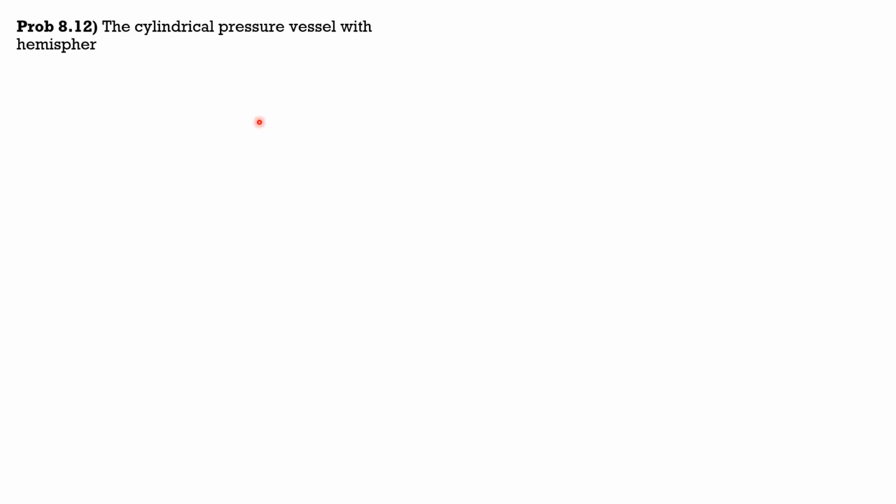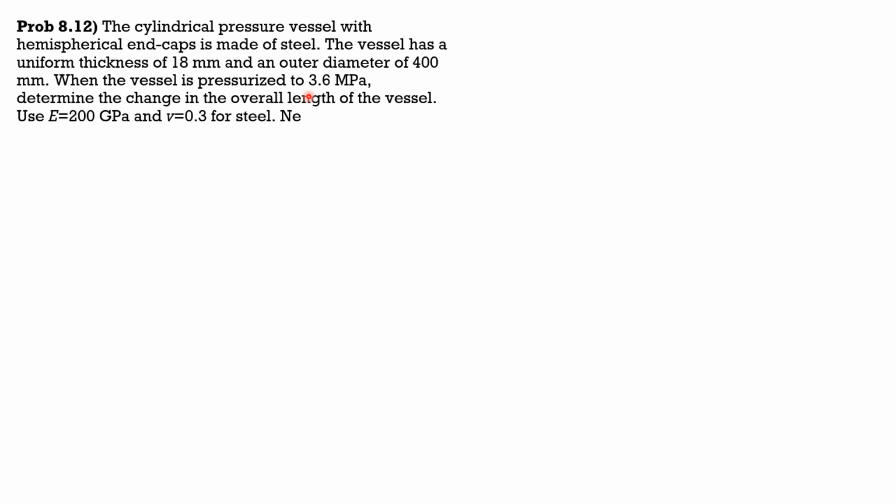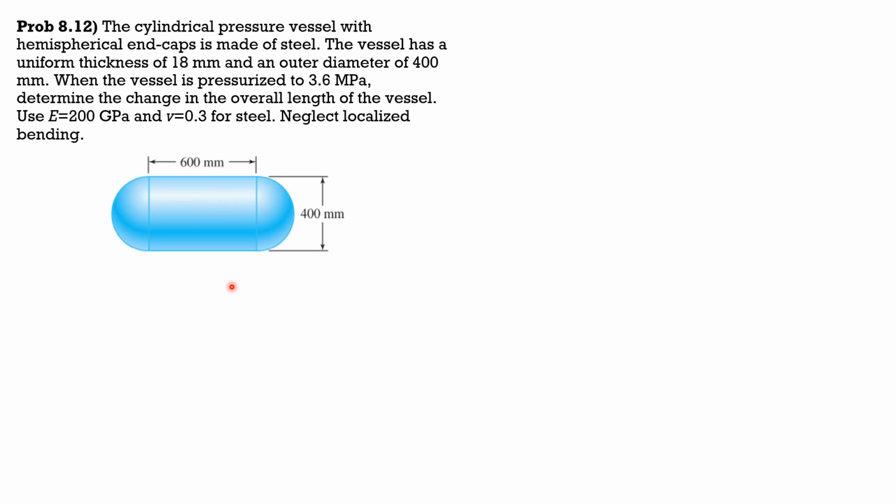The cylindrical pressure vessel with hemispherical end caps is made of steel. The vessel has a uniform thickness of 18 mm and an outer diameter of 200 mm. When the vessel is pressurized to 3.6 megapascals, determine the change in the overall length of the vessel. Use a modulus of elasticity of 200 gigapascals and Poisson's ratio of 0.3 for steel. Neglect localized bending. So here's the given figure.